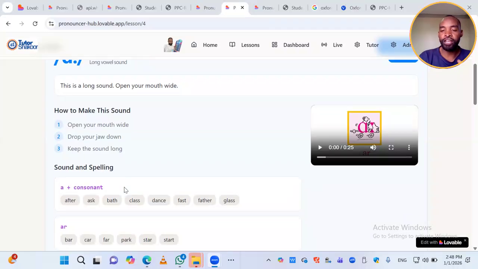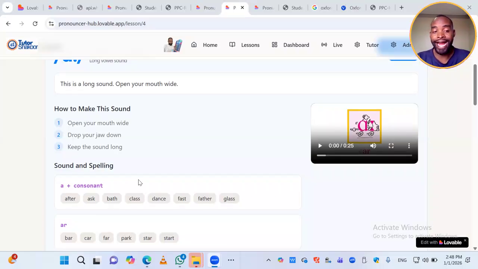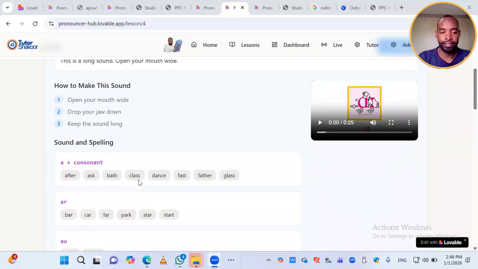The sound spelling for this is the letter A plus a consonant. If there is a letter A and there is a consonant, then the sound is ah, like after, ask, bath, class, dance, fast, father, and glass.